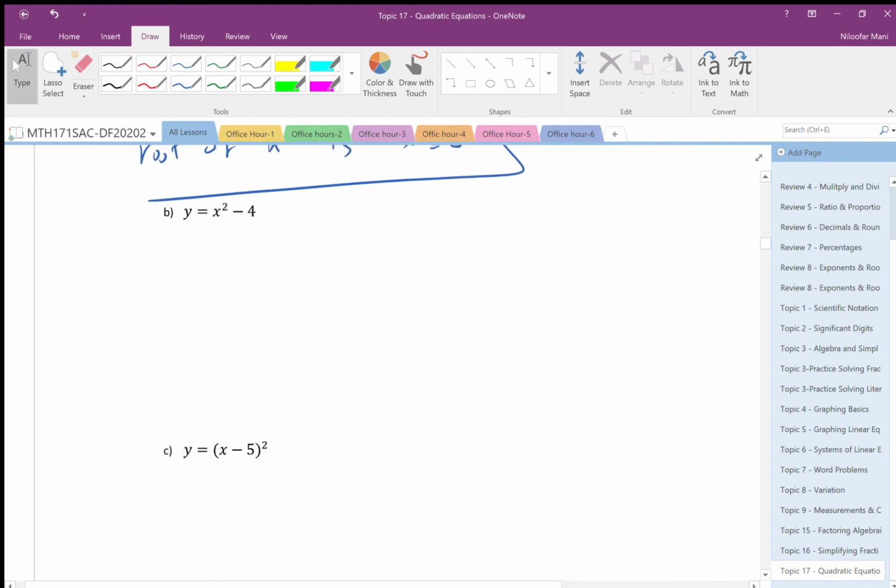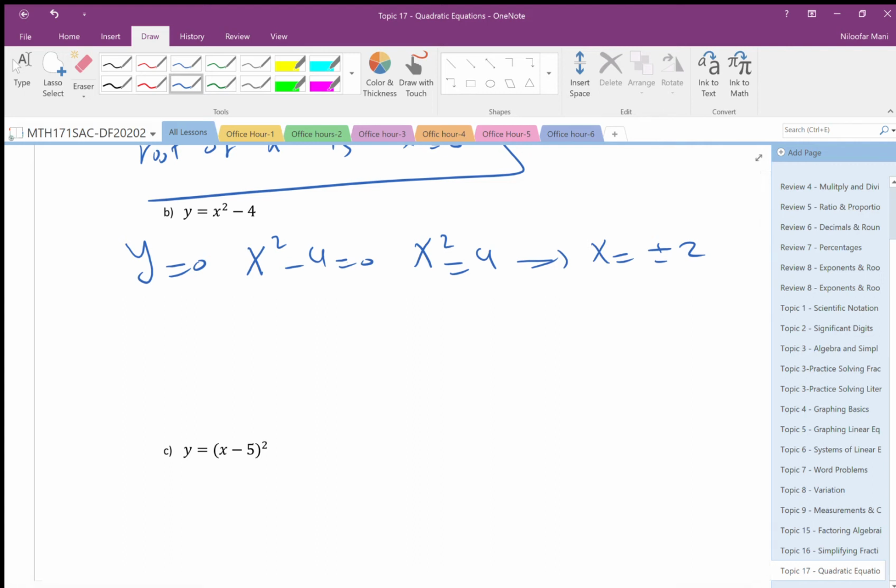Next, how about this one here? What is the root? I told you you have to find the x-intercept, meaning y equals 0. So you put y equals 0, and then x squared minus 4 equals 0. So x squared equals 4. I know the answer: x is plus minus 2. Perfect, I have two roots. One of them x equals 2, one of them x equals minus 2. And I have two x-intercepts: minus 2 and 0, 2 and 0.